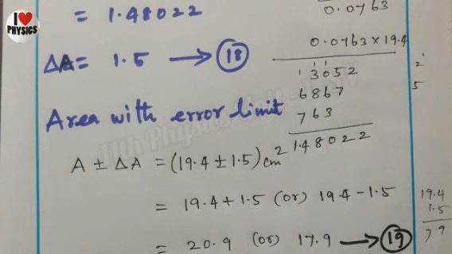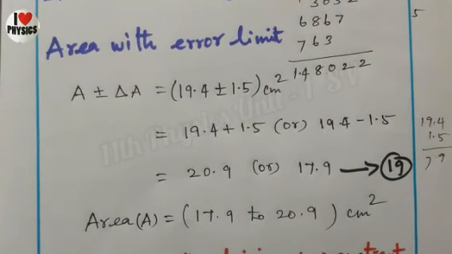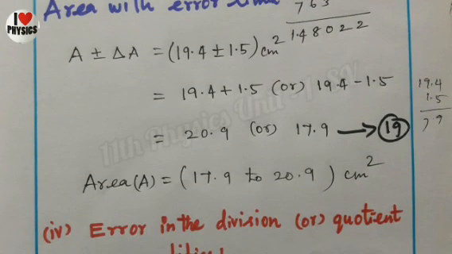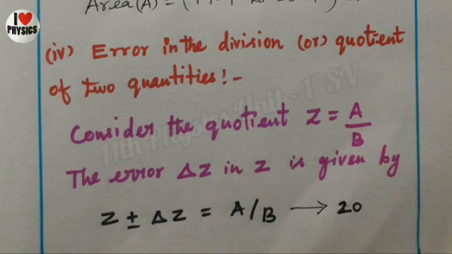In other simplifications, it's equal to 19.4 plus 1.5 or 19.4 minus 1.5. That is 20.9 or 17.9. That means the area of the rectangle is approximately 17.9 to 20.9 centimeter square. Then next topic, the fourth one, error in the division or quotient of two quantities.